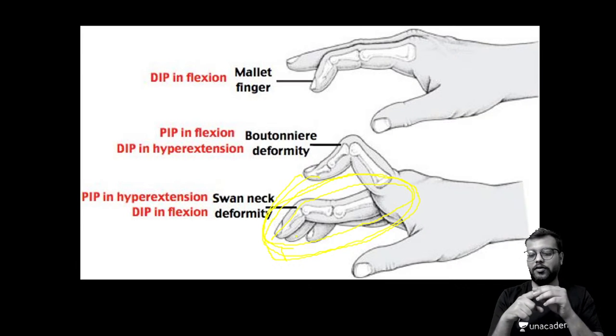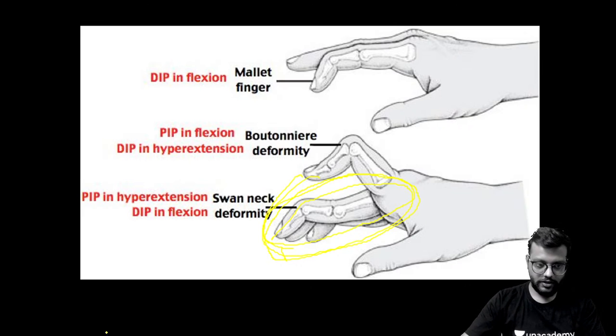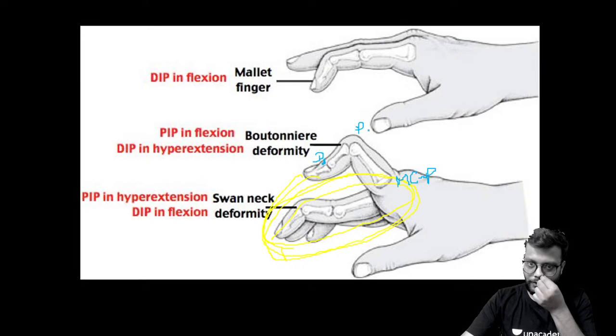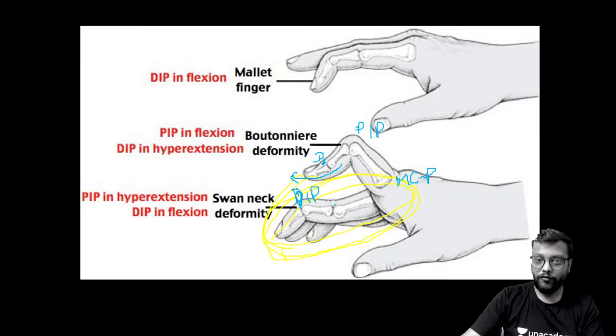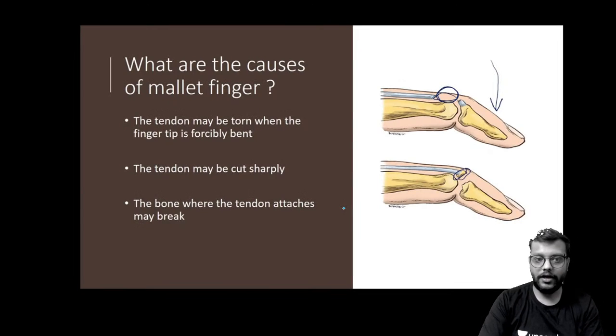So in Boutonniere's deformity, what will happen? There will be flexion at the proximal interphalangeal joint. This is your proximal interphalangeal joint, and this is your distal, this is your proximal, this is your metacarpophalangeal joint. So at the proximal interphalangeal joint there will be flexion followed by hyperextension at the DIP. And here in swan neck there will be flexion. Okay, in swan neck, at the DIP, sorry, this is distal, so at the DIP there will be flexion followed by hyperextension at the PIP. Okay, so this is your swan neck deformity.